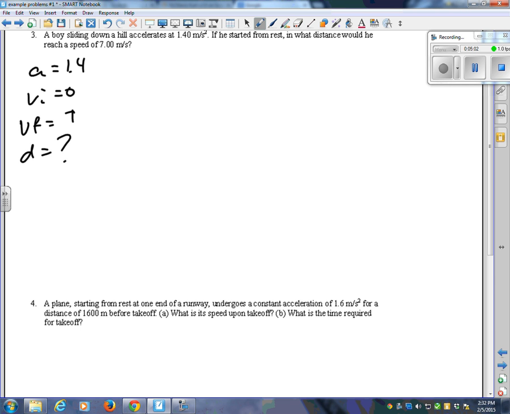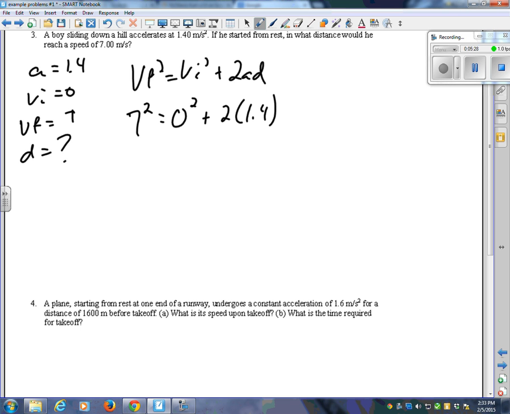What new formula has A, VI, VF, and D in it? Well, Mr. Bennett, it's VF squared equals VI squared plus 2AD. The final velocity is 7 squared. Initial velocity is 0 squared plus 2 times 1.4 times d. Can you go right to that step? Some of you probably can. If some of you want to have an intermediate step, I'm okay with that.